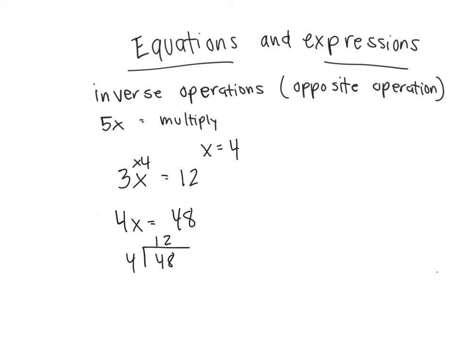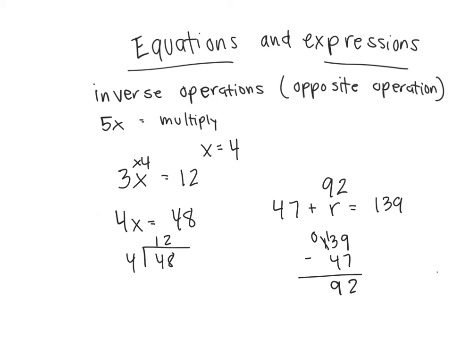It's the same thing if you were doing something with adding. Like if you had 47 plus r equals 139, and you were like, oh, I can't think of what plus 47 equals 139, then you would just do the opposite operation. So you would take the two numbers and subtract. You'd have 9 minus 7 is 2, borrow, and then 13 minus 4 is 9. Just checking because you guys are doing it. And then you would just put it in there. So then you would say 47 plus 92 equals 139.